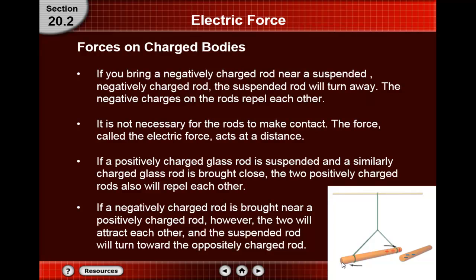Here, if a positive charged glass rod is suspended and a similar charged glass rod is brought close, the two positive charged rods also will repel each other. That means if we bring a positive rod, the positive with the positive will attract or repel? Yeah, repel. And it will attract to the negative pole.